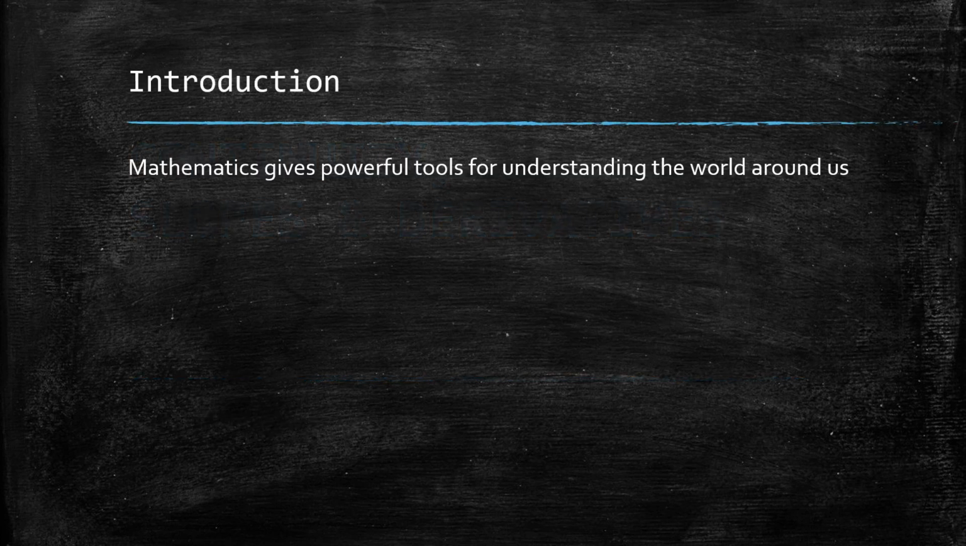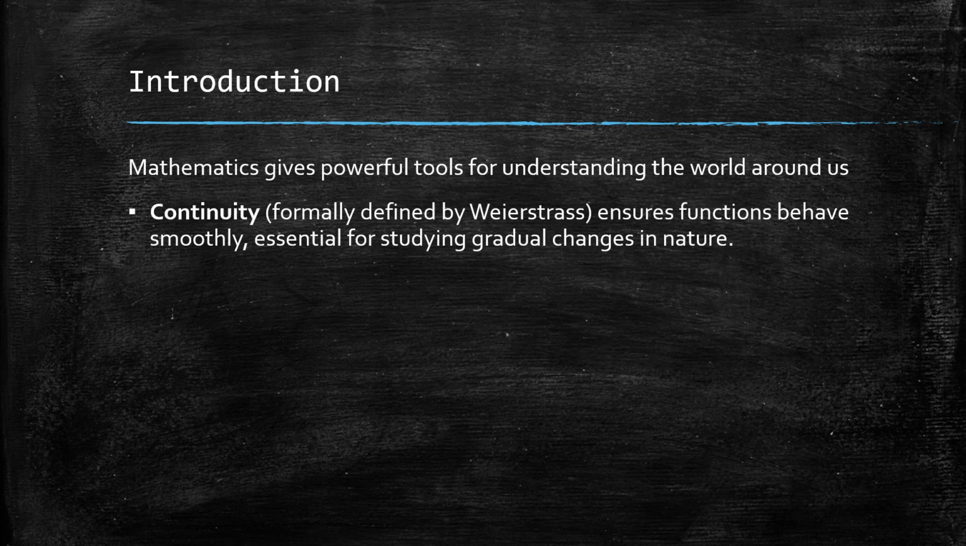Mathematics gives us powerful tools for understanding the world. The three major concepts are very important to analyze and describe the change around us. First is continuity, which was formally defined by Weierstrass. It ensures that functions behave smoothly.